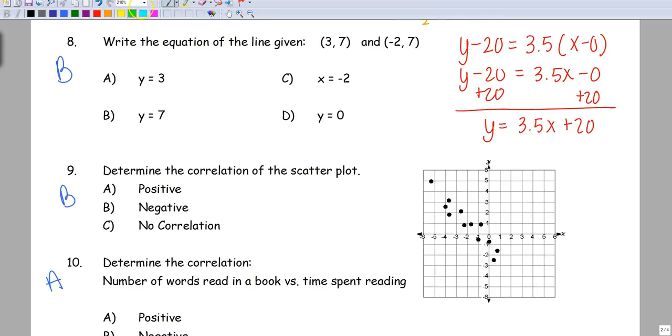Number 8. Another matching pair. Y's are both 7. Number 9. Determine the correlation. First, we'll draw a line. The line is going downhill. Negative correlation.